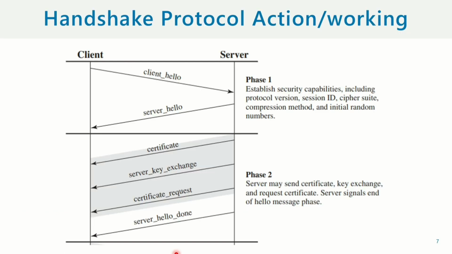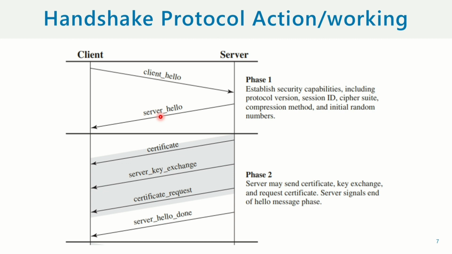Now, let us see the working of handshake protocol and the messages involved in the different phases to securely exchange the data. Here we have a client and a server. In the first phase, the client will send a client hello message that includes the information such as SSL or TLS version, session ID, cipher suite, and compression methods that are supported by the client. Then, as a reply, the server will send a server hello message that contains cryptographic algorithm chosen by the server from the list provided by the client and then the session ID.